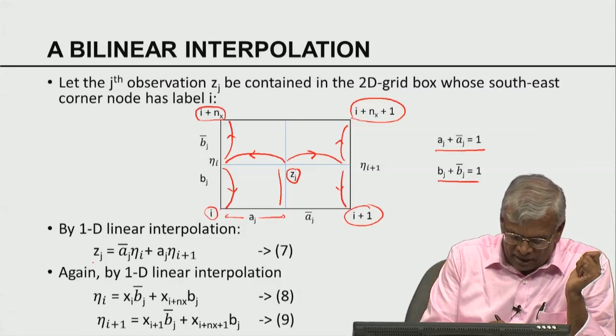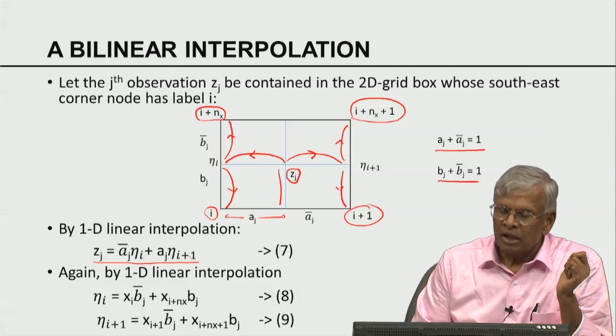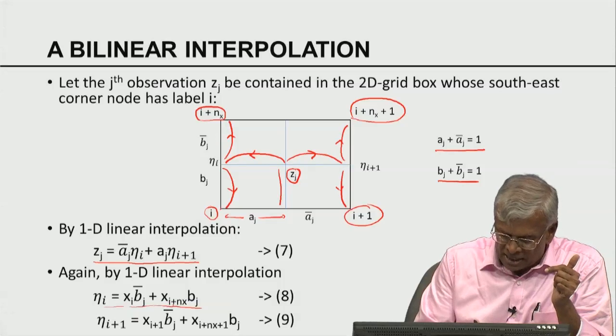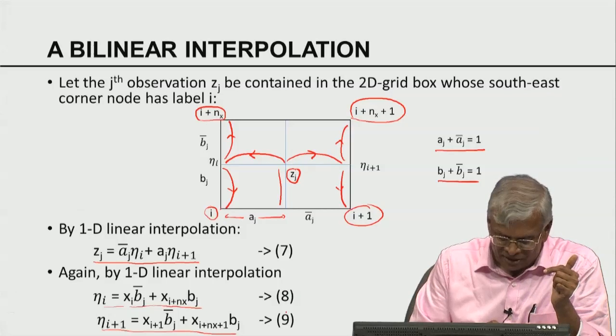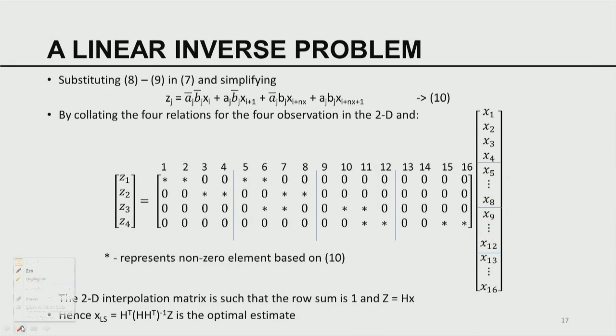Using the 1D interpolation, you can readily see zj is equal to aj bar eta i plus aj eta i plus 1. Again, using the same linear interpolation, eta i is equal to xi bj bar plus xi plus nx bj, likewise eta i plus 1. I can now substitute 8 and 9 into 7. If I substitute that, I get a formula that relates zj to all the grid points xi, xi plus 1, xi plus nx, xi plus nx plus 1 on the right hand side. All the coefficients are distances that are known.